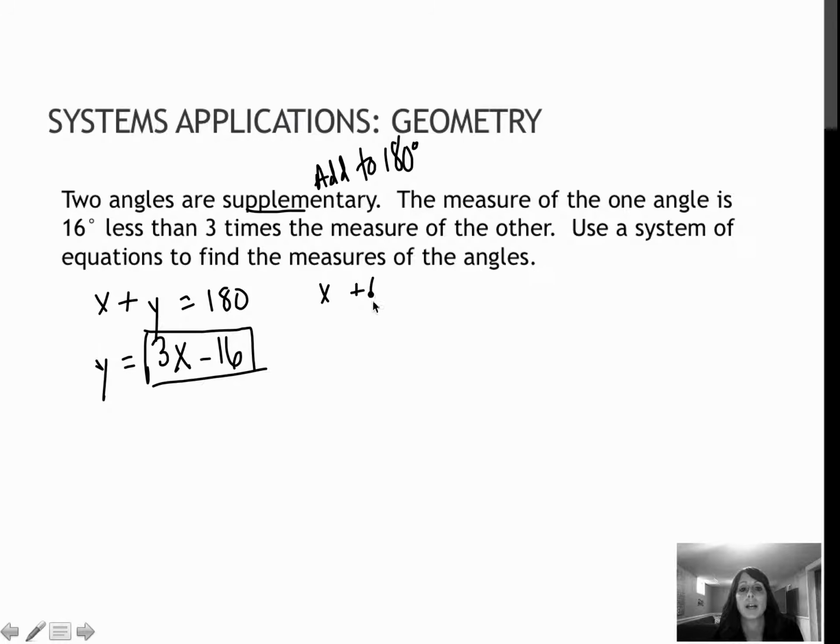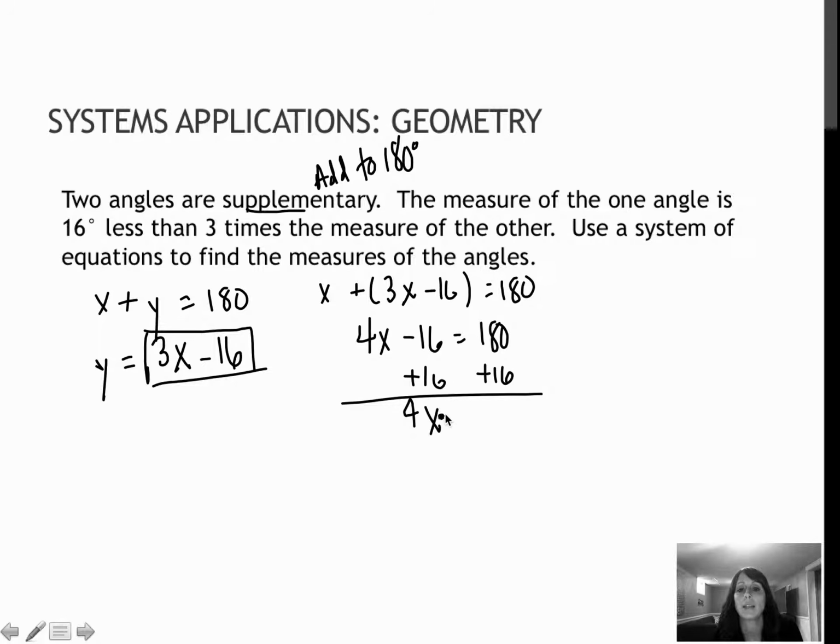So x plus 3x minus 16 equals 180. I add the 3x and the x to get 4x. To add 16 to each side, I get 4x equals 196. And then finally find that x is 49.